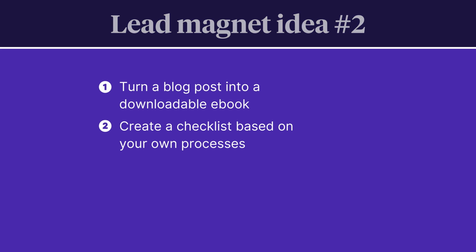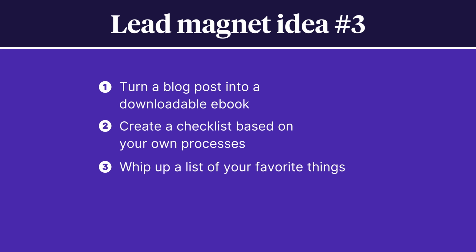Checklists aren't the only type of list that make for a quick, easy, and effective lead magnet, which brings us to our next idea. Lead magnet idea number 3. Whip up a list of your favorite things. What are a few of your favorite things? Raindrops on roses? Whiskers on kittens? Come on, who doesn't like whiskers on kittens? For real though, turn a list of your favorite books, tools, or podcasts into a downloadable freebie. Like a checklist, these lists give your audience an inside look into who you are or things that inspire you.